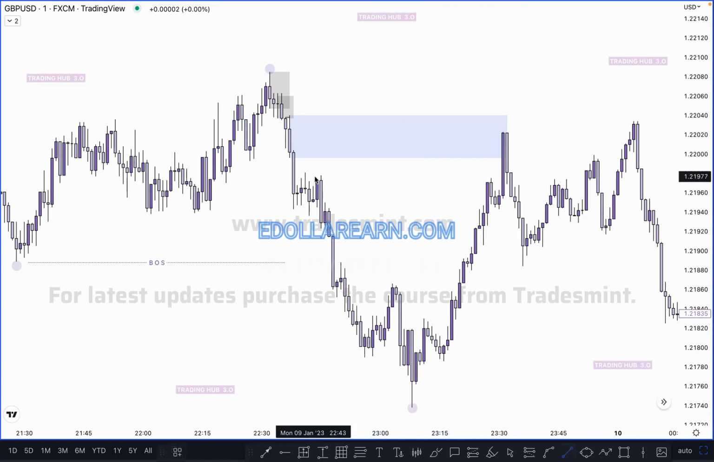This candle taken out this liquidity right here. Okay, it means this candle acts like our order block. Let me show you exactly at this point, right? So this becomes our valid order block also.